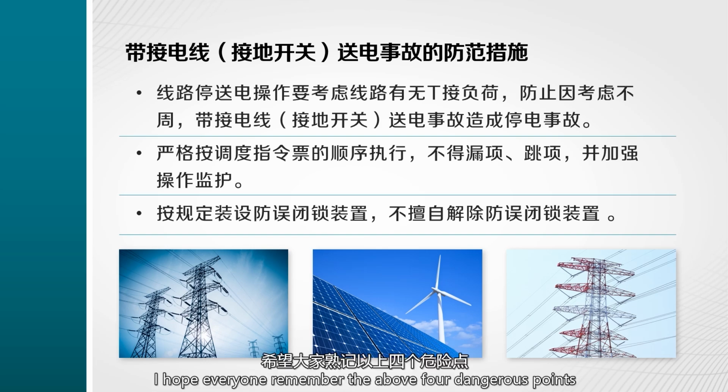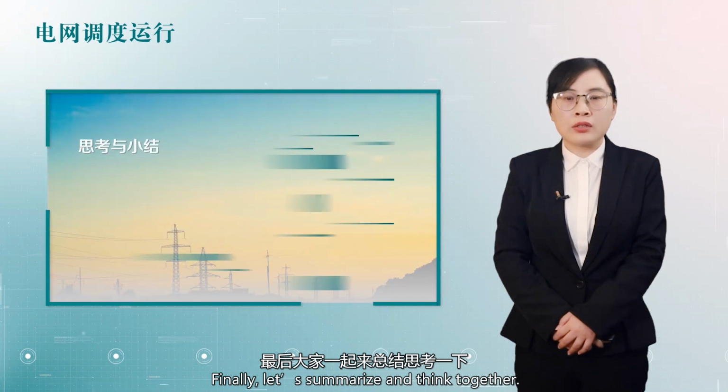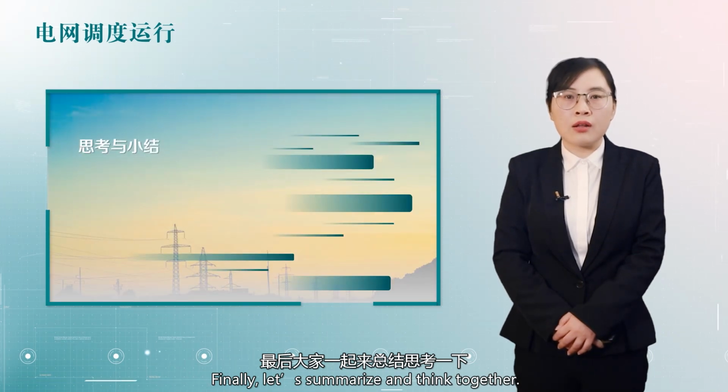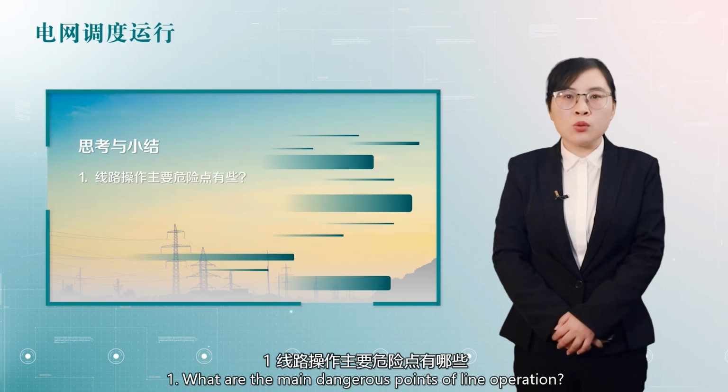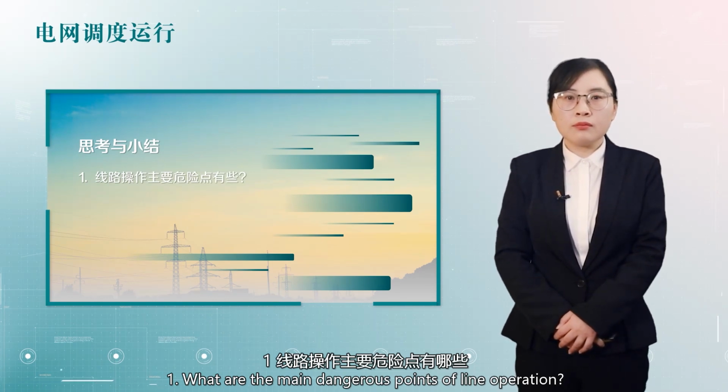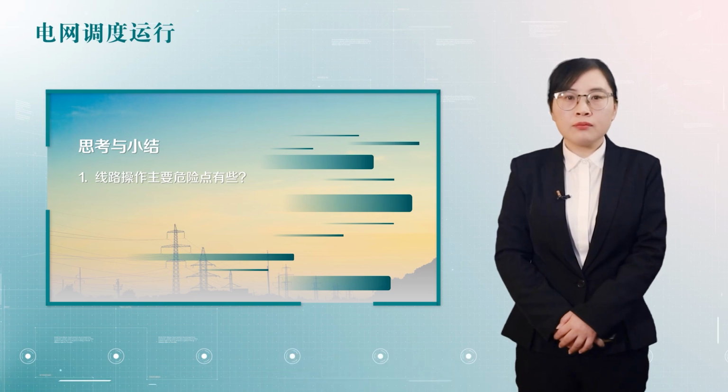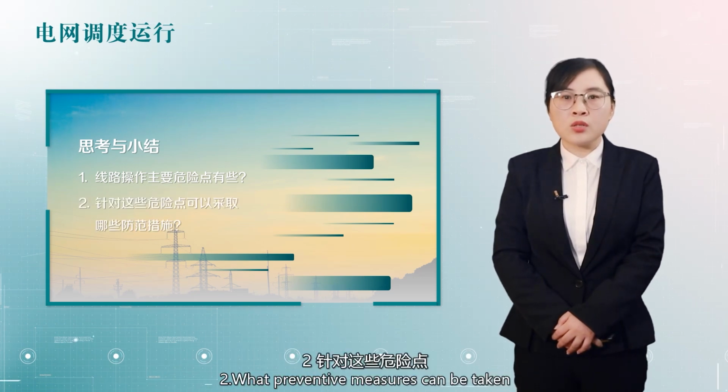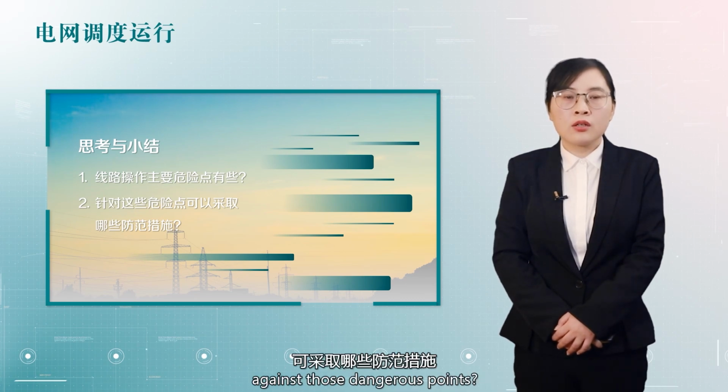I hope everyone remembered the above 4 dangerous points and their corresponding preventive measures. Finally, let's summarize and think together. 1. What are the main dangerous points of line operation? 2. What preventive measures can be taken against those dangerous points?